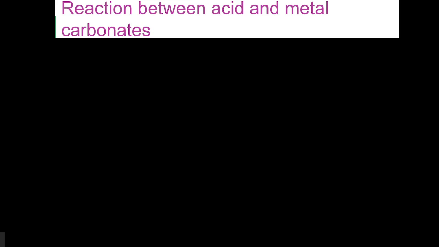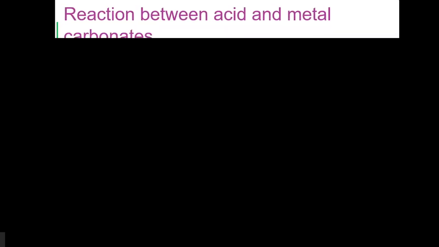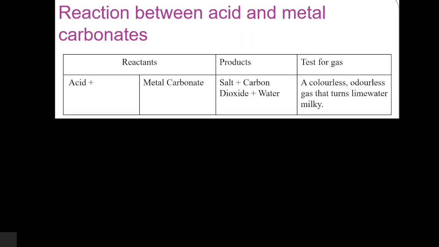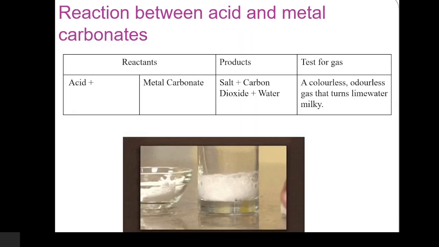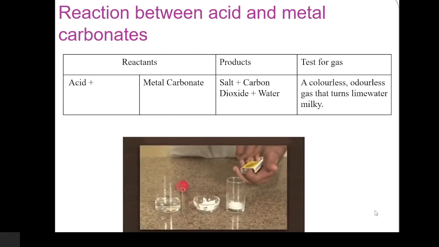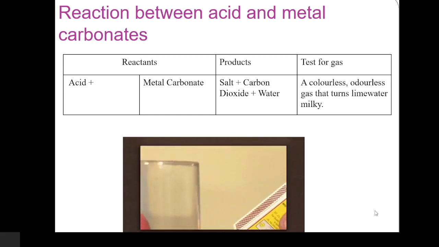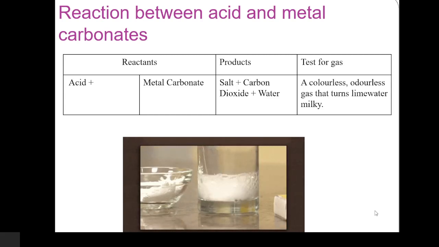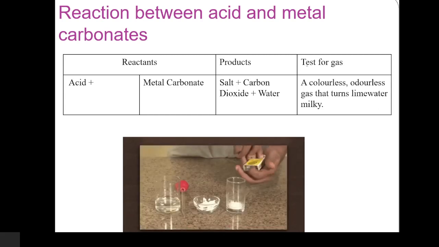Next up, let's look at the reaction between an acid and a metal carbonate. When an acid reacts with a metal carbonate, these are the reactants. The products that would be formed are a salt, carbon dioxide, and water. As with an acid reacting with a metal, where we get a gas, we also get a gas being formed here, which is carbon dioxide.